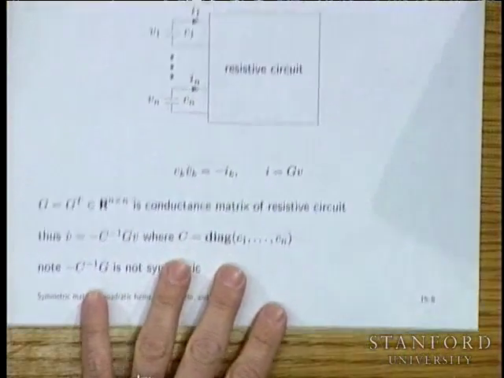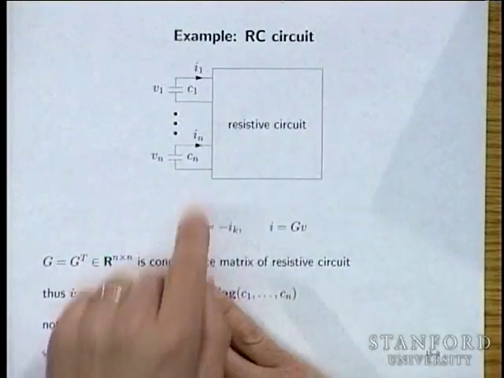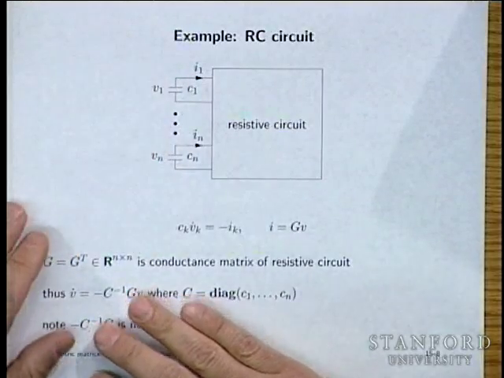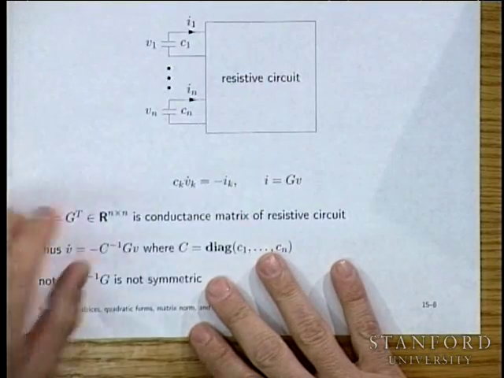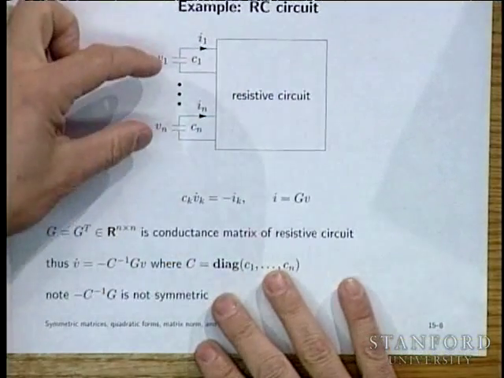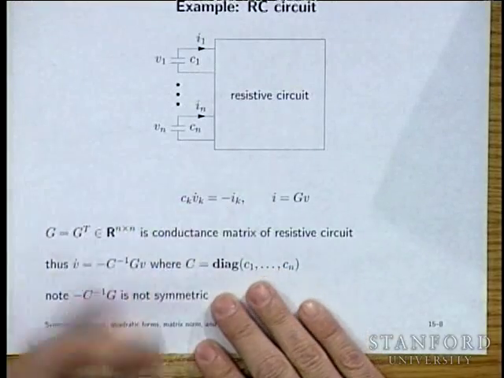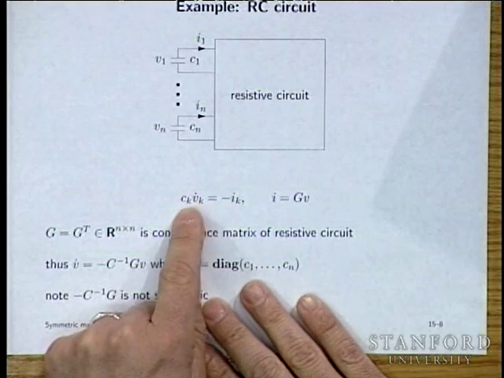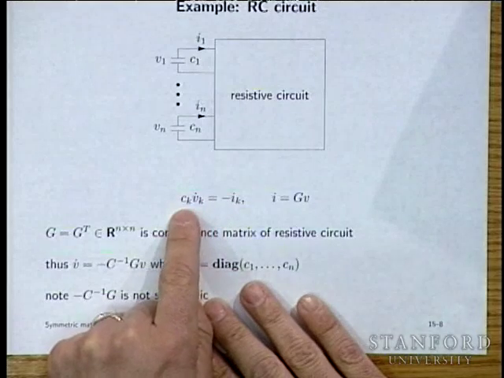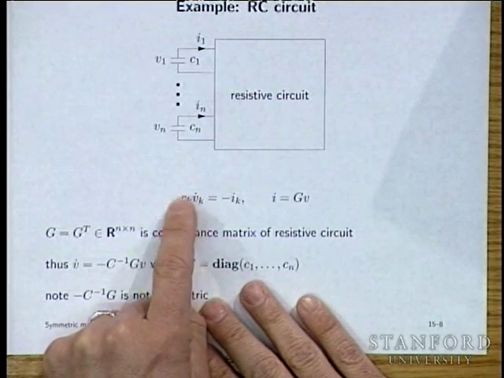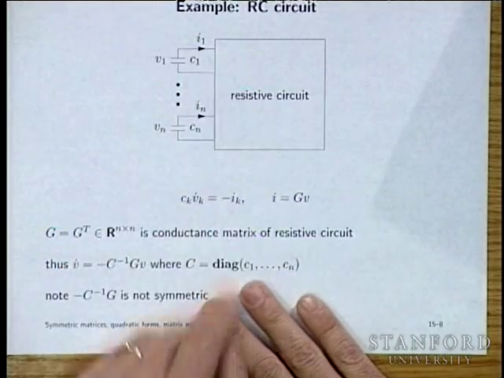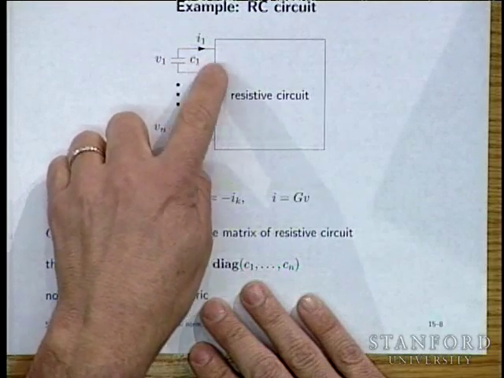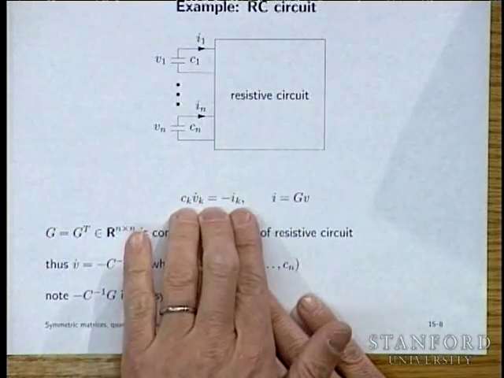The first example is an RC circuit. So here I have a resistive circuit. I pull the capacitors out on the left like this. And the state of this dynamical system is going to be, I could take the voltage on the capacitors. I could take the charge just as well. And the dynamics of this is CkVk dot. That's the Ck Vk is the charge on capacitor k, and CkVk dot is the current flow. And that's the current flow into the capacitor, which is the negative of the current flow into the resistive circuit. So that's the dynamics of that.